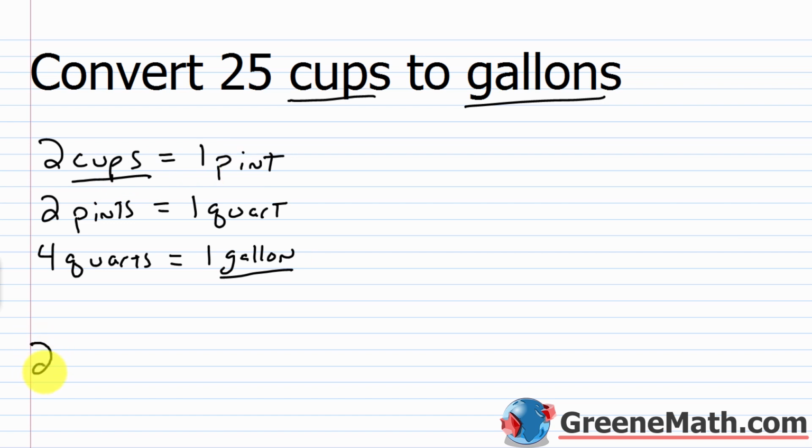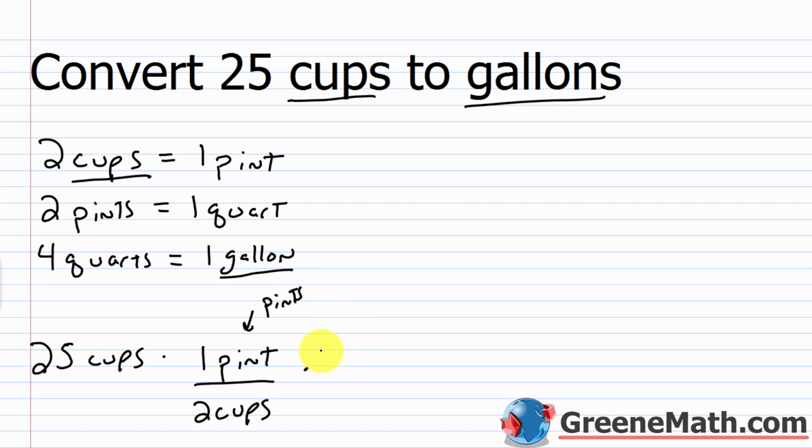So let's start out here. We have 25 cups, and I'm going to multiply this by 1 pint over 2 cups. Now, why did I do that? Well, again, I want to convert to pints to start. If I want to convert to pints, it's 2 cups equals 1 pint, so 1 pint is in the numerator, right? Because I want to go to pints, and 2 cups is going to be in the denominator. Now, after I do this multiplication, it'd be in terms of pints.